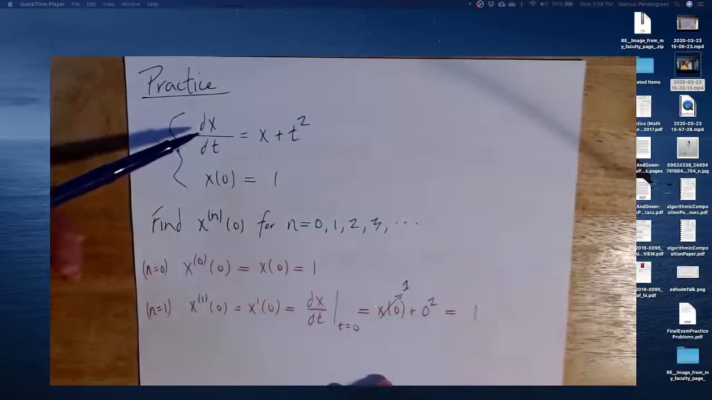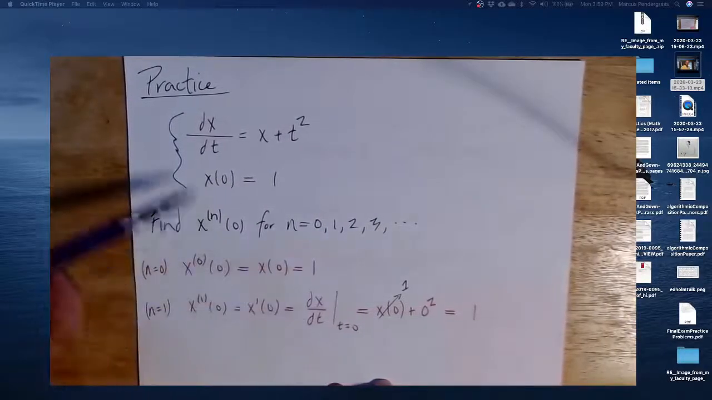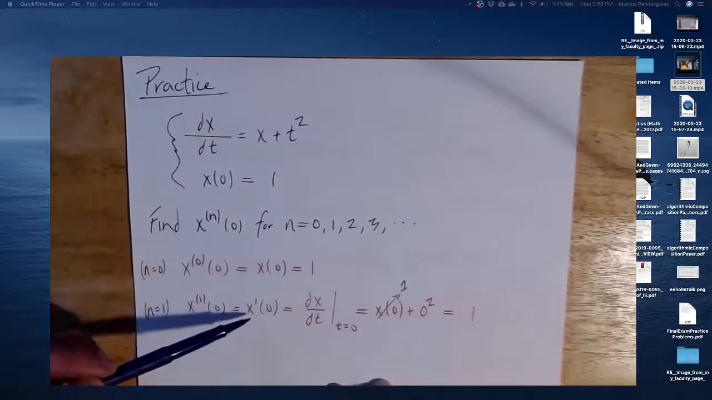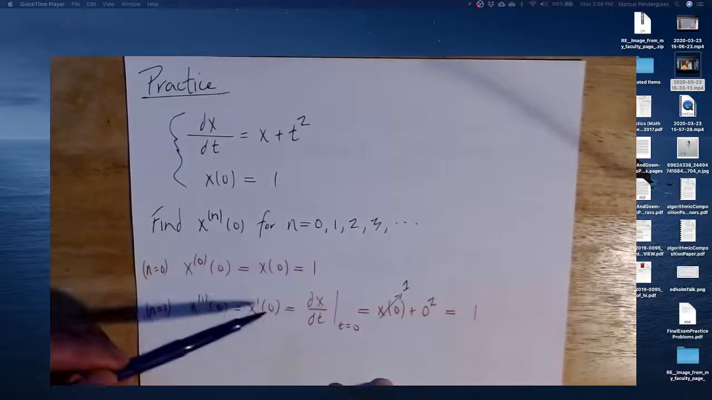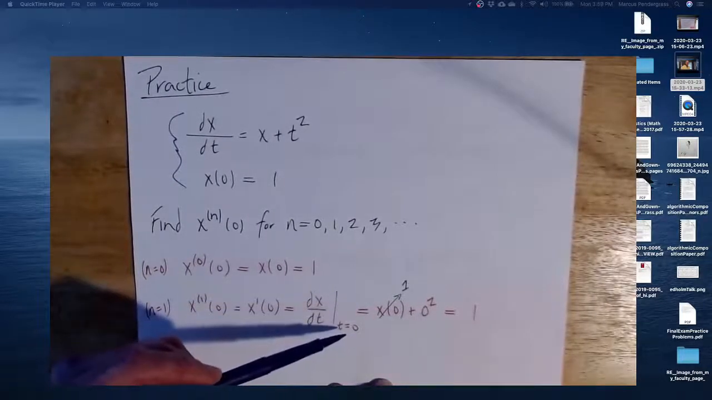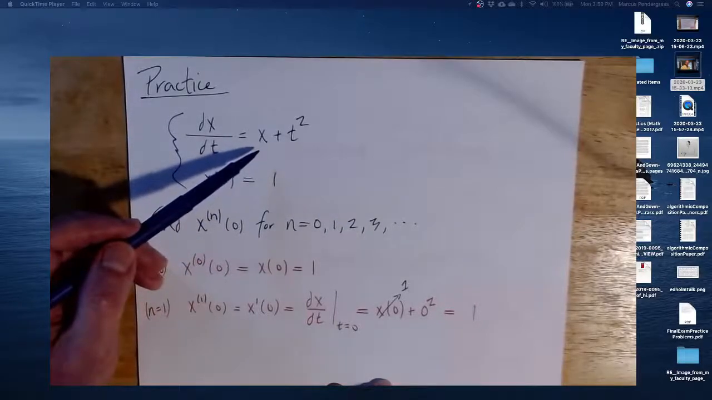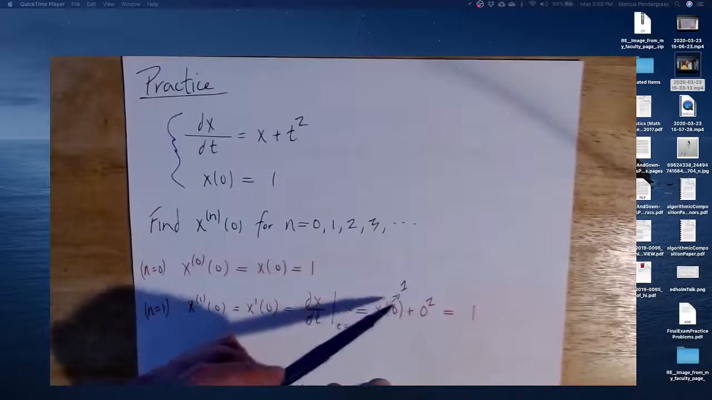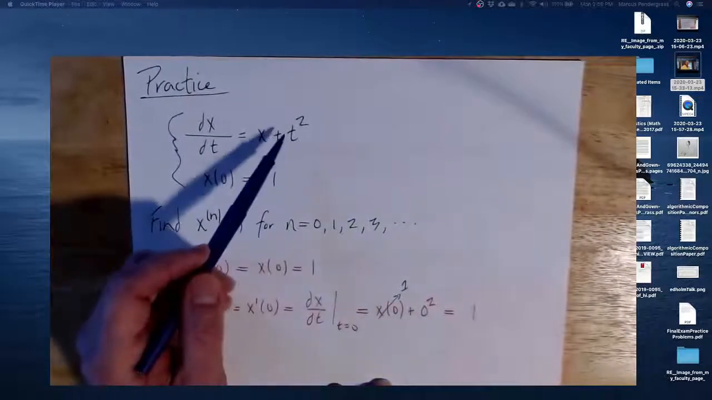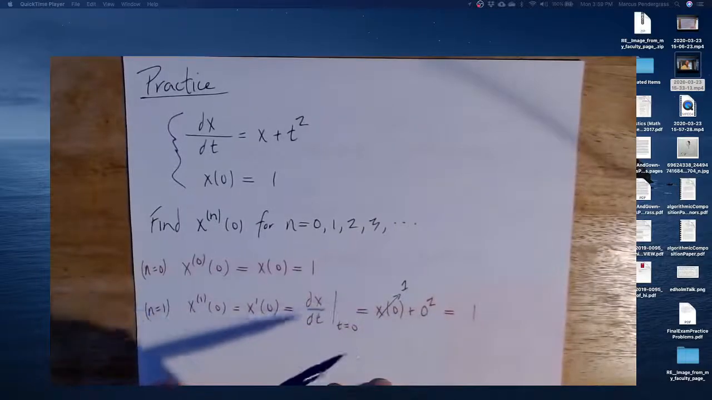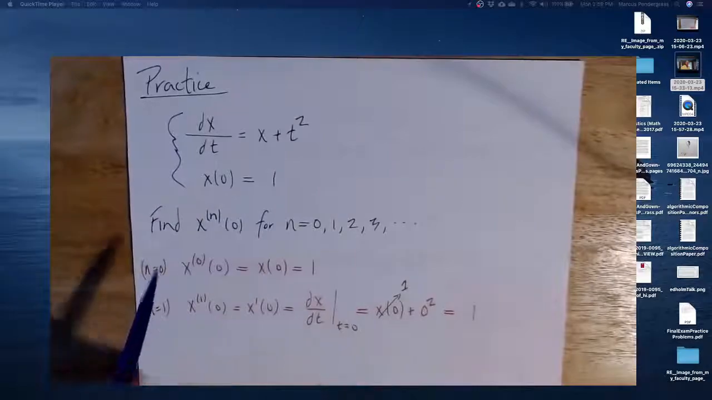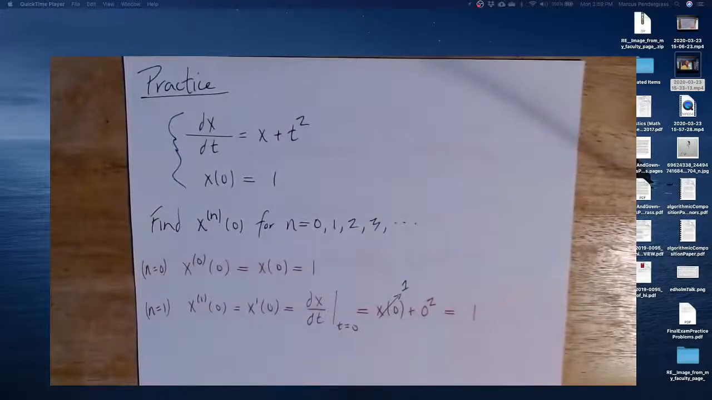And it may not be surprising to see that you can get the first derivative as well, because you have something about dx/dt. So if you wanted to evaluate x prime at 0, well, that's dx/dt evaluated at t equals 0, and then use the ODE. dx/dt is x of 0 plus t squared, which is 0 squared. This is not a multiply here. And then x of 0 is 1 from the initial value. And so x prime of 0 is 1.